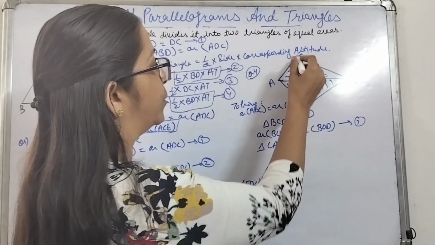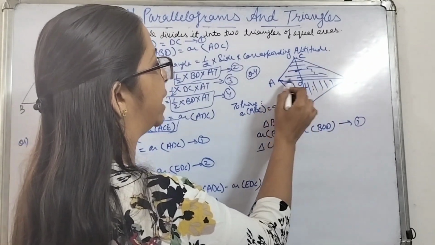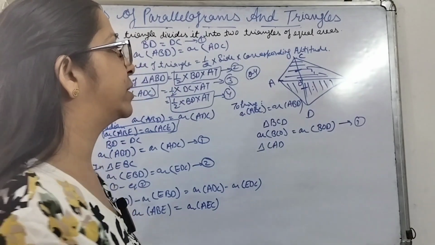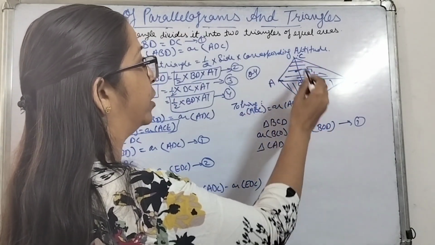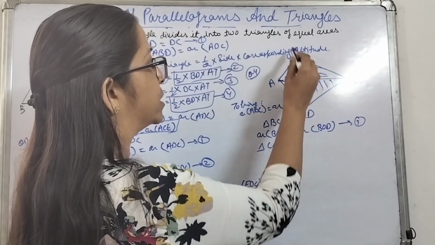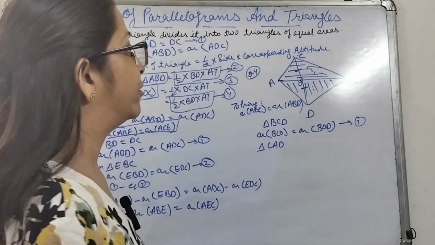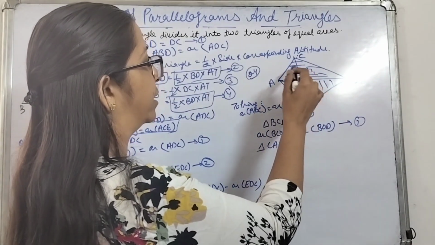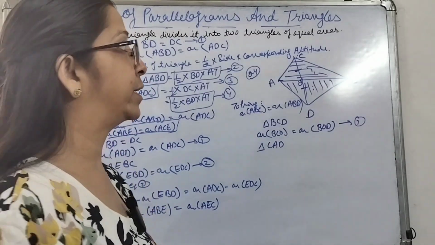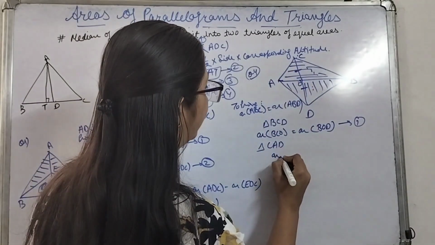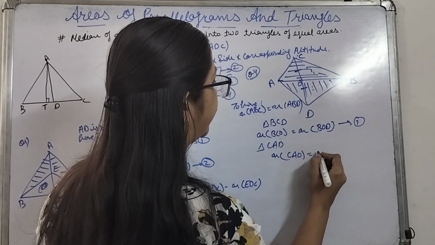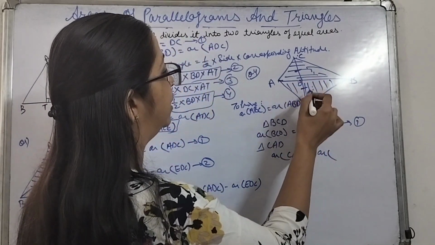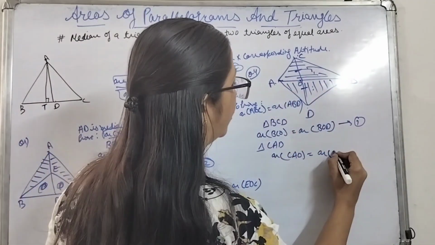Again, O is the midpoint of your CD. That means AO is the median of the triangle CAD. AO is the median of triangle CAD, as O is the midpoint of CD. And we know that the median divides the triangle into two triangles of equal area. That means area of triangle CAO will be equivalent to area of triangle DAO.